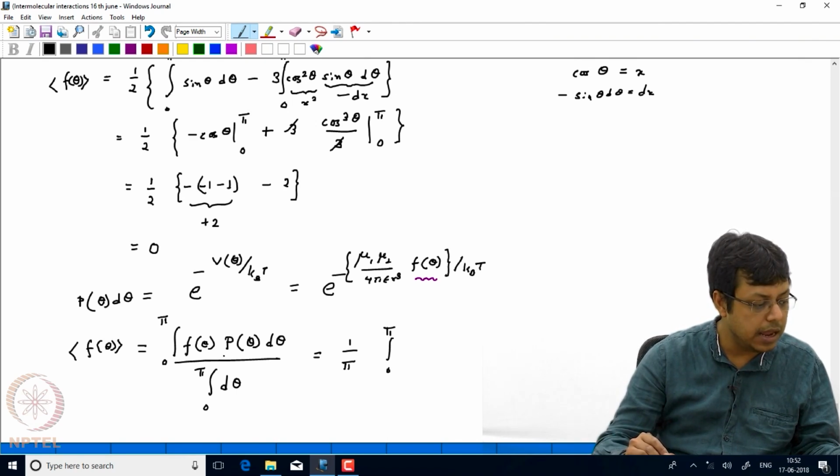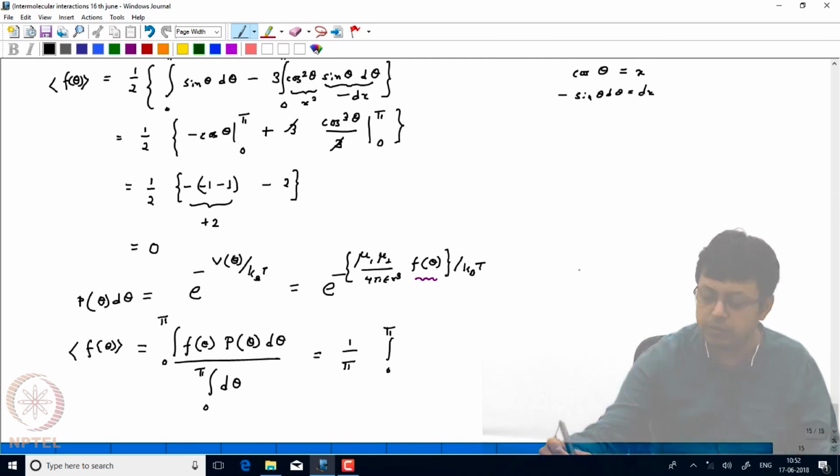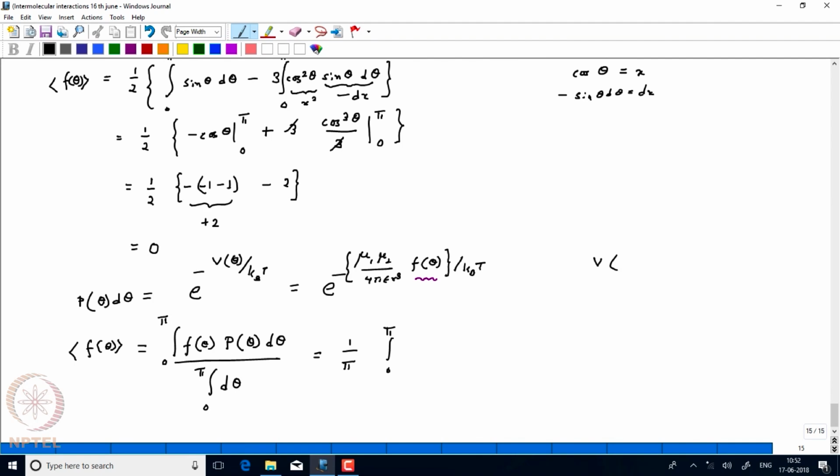So I have basically f of theta, and then I'm writing this potential term as a series expansion, assuming that this potential v of theta is much less than kBT. Then we can approximate this by expanding the exponential series, and write the probability distribution as something like, considering only the first term, e to the power minus x, so it is 1 minus x plus x squared by 2 factorial, something like that.